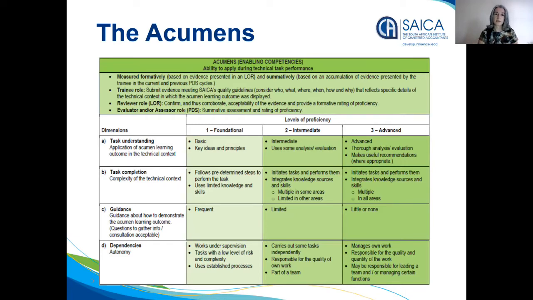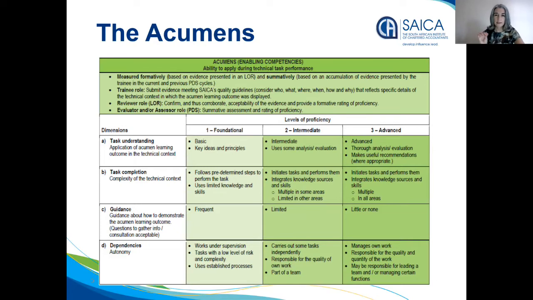Remember, similarly to what we said earlier for the professional values and attitudes, not all acumens need to be demonstrated to a level 3 proficiency, but most of them need to be displayed to a level 3 proficiency. And you'll see how that plays out in the decision tree.